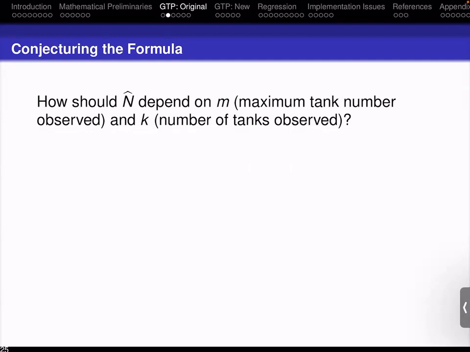But if I now observe 100 as my largest one, and I have 50 observations, it seems unlikely that it is as high as 200. I've had so many opportunities to get something near 200, and I'm not. The more observations I have, so I need a function that increases with m and decreases with k. Can anybody give me a function of m and k that increases with m and decreases with k?